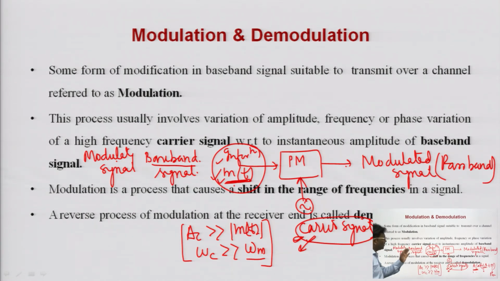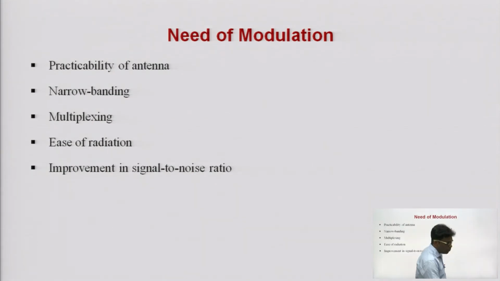The reverse process at the receiver side is known as demodulation. So, modulation is the process which always takes place at the transmitter side, while demodulation is the process which always takes place at the receiver side. When we change the characteristic of the carrier signal by using a modulating signal at the transmitter side, this is known as modulation. When we fetch out the information from the carrier signal at the receiver side, this is known as demodulation.